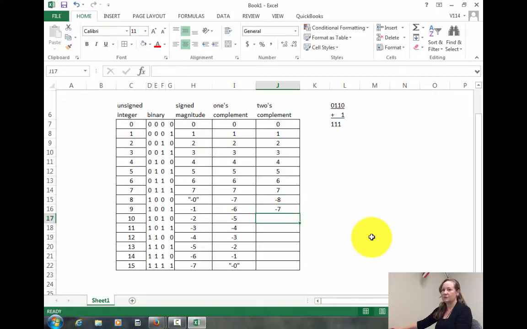Guess what the next one's going to represent? Yeah, negative 6. And if you do the same thing, if you convert all the 1s to zeros and zeros to 1s and add 1, you will get the number 6. So that this guy represents negative 6. What do you think this number represents? Negative 5, negative 4, negative 3, negative 2, and then very importantly, what does this represent?